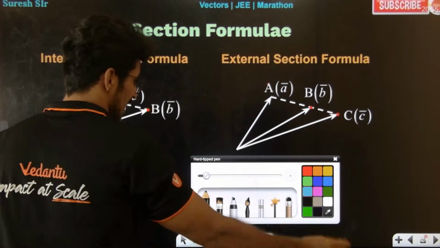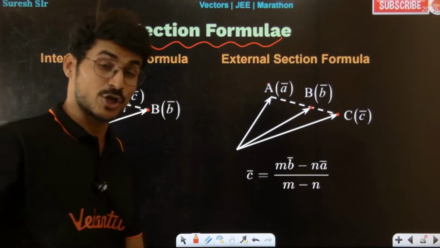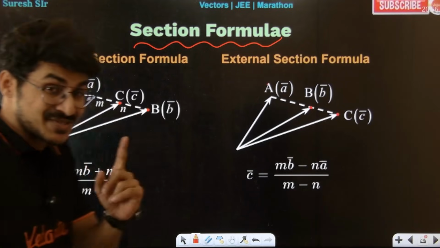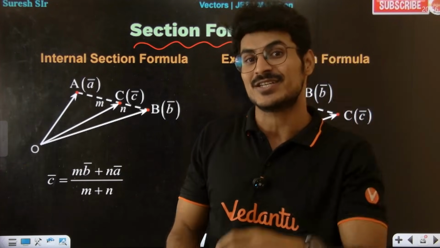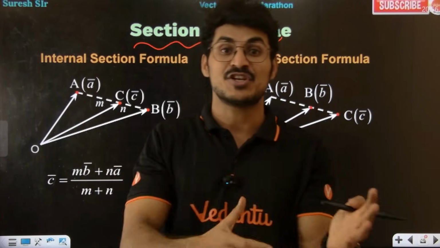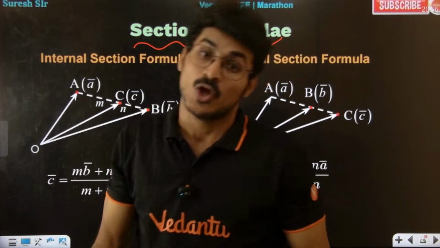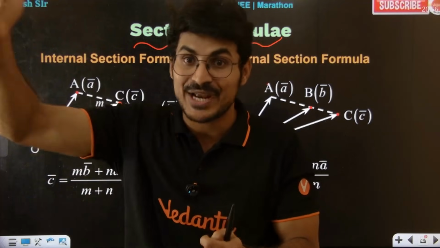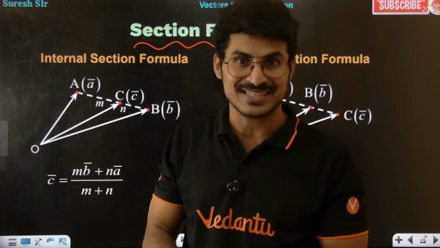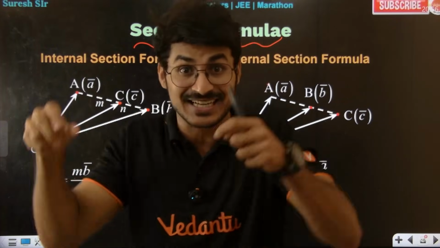Now after this, let me go with one simple point: the section formula. As we studied in straight line, do you all remember? We studied internal division and external division. What was the formula for internal division? (mx2 plus nx1) by (m plus n), and (my2 plus ny1) by (m plus n). For external division, it is mx2 minus nx1, so the sign changes from plus to minus.